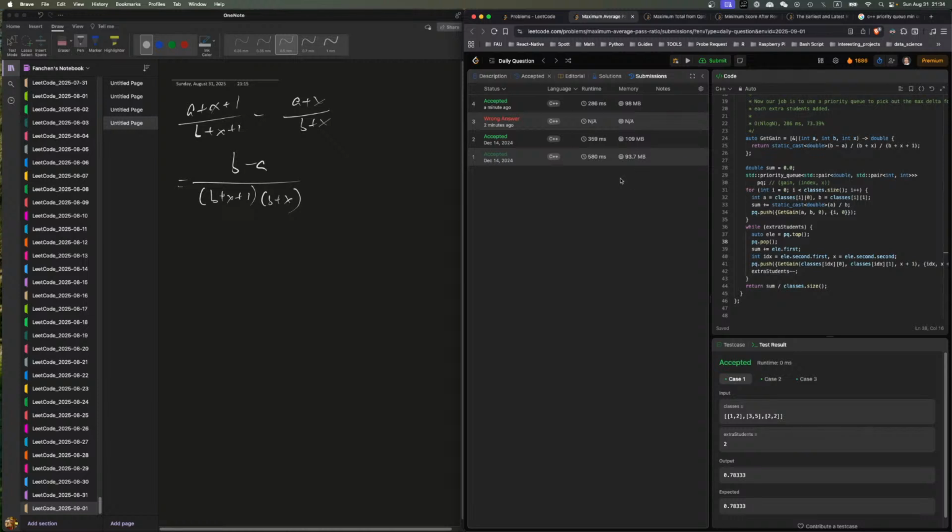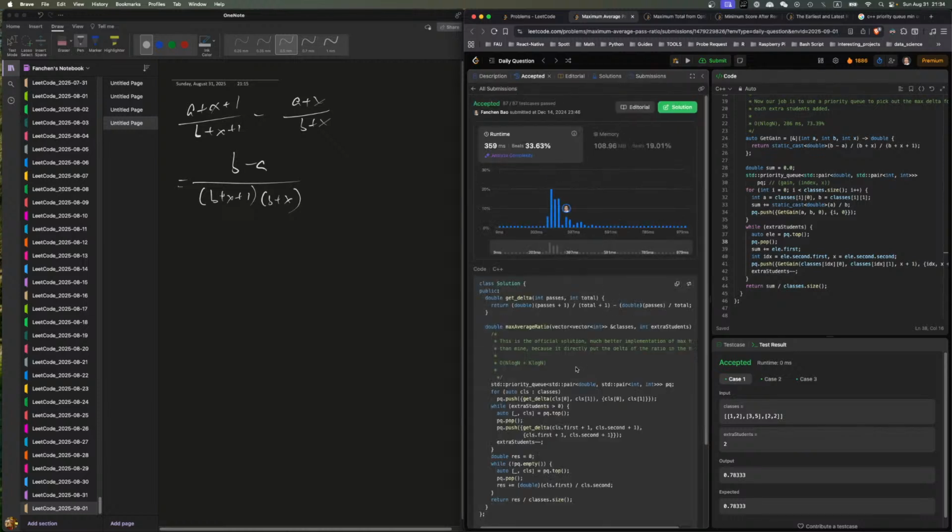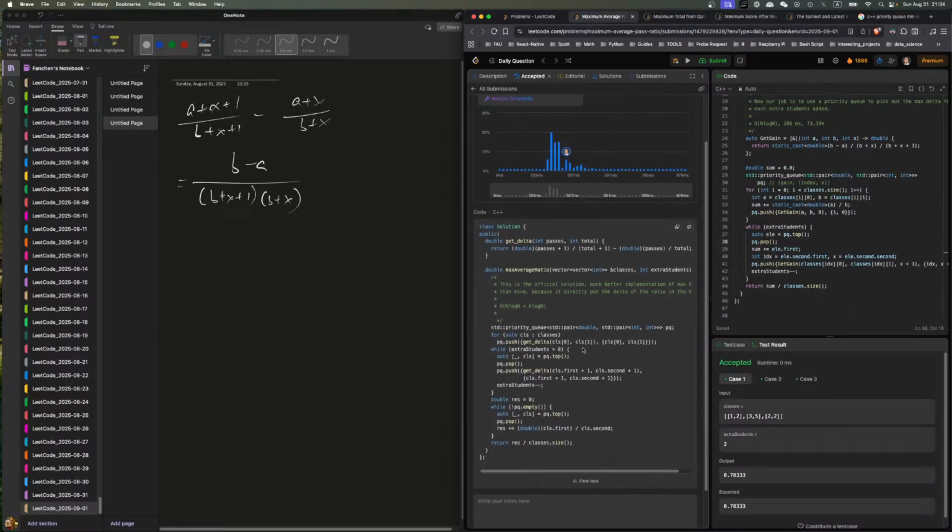Let's check what this is. I think this is the official solution. Oh, double. Oh, look at that. Get data. I have get data. Look at that. That's actually pretty nice.